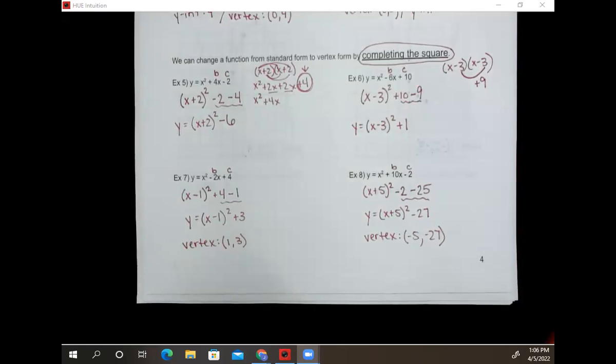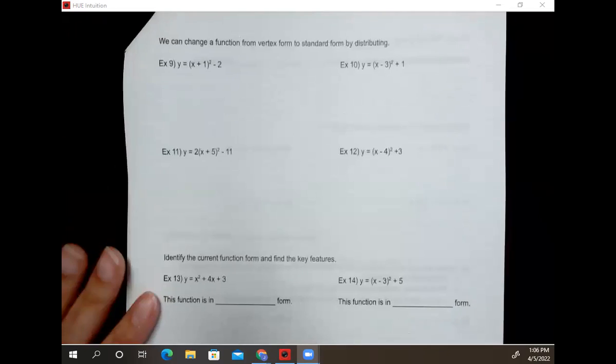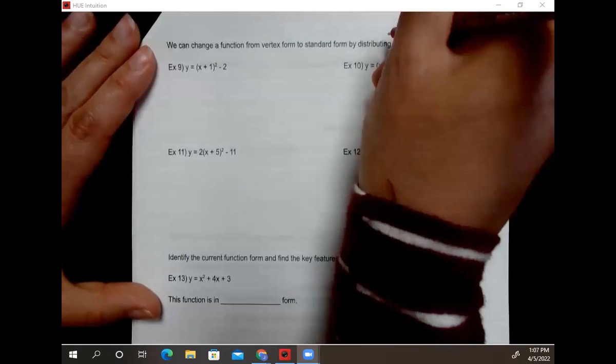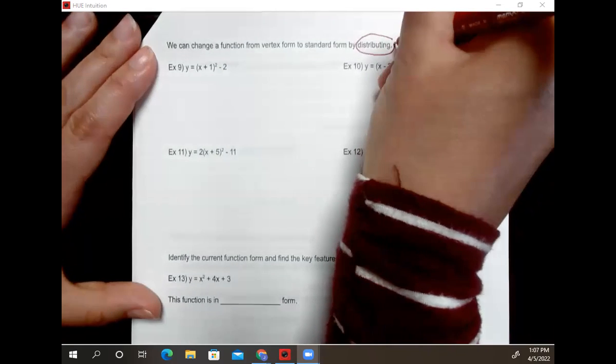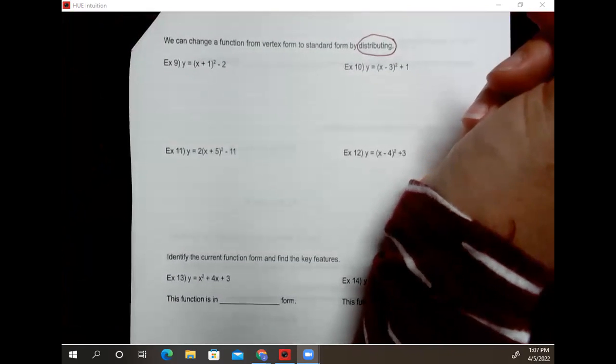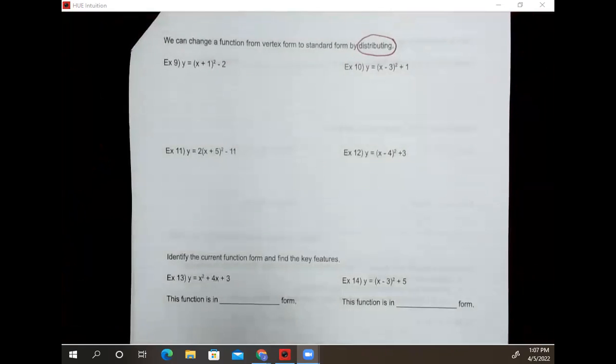Now we're going to go the other way. So we went from standard to vertex form. Now we're going to go from vertex to standard form. We can go one way, we can go the other. So at the top of page 5, we're going to change from vertex to standard form by this time distributing. So completing the square is how to get to vertex form. Distributing is how to get out of it. So remember, distributing means multiplying, right?